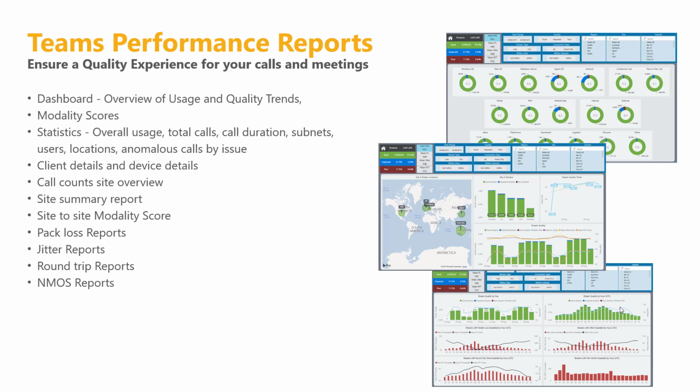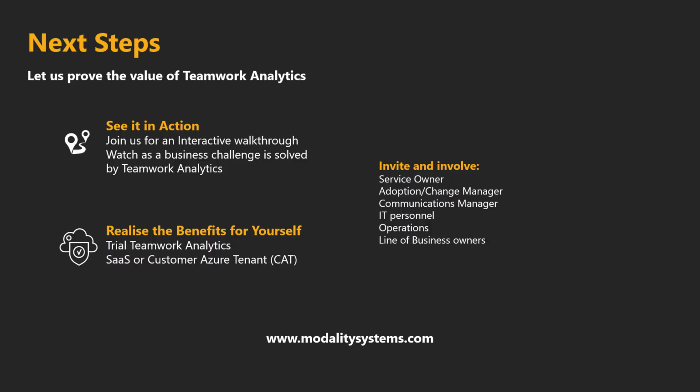Things we do here is look at things like site-to-site scores, packet loss, round trip time, jitter, and we roll all the information up into simple modality scores out of 10 so you can really understand what's going on in your environment. That was a really quick overview of how we look at usage, governance and performance and provide automation.